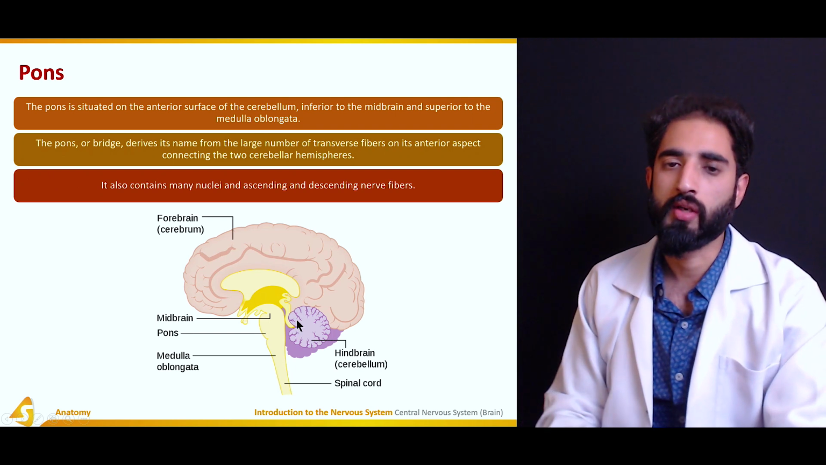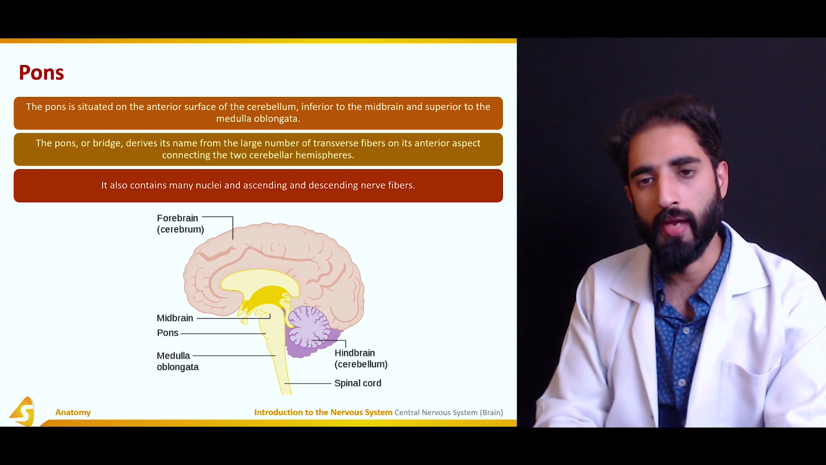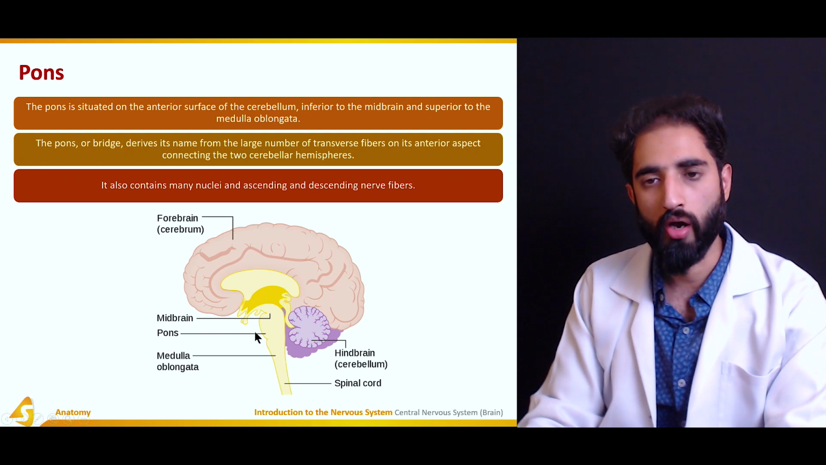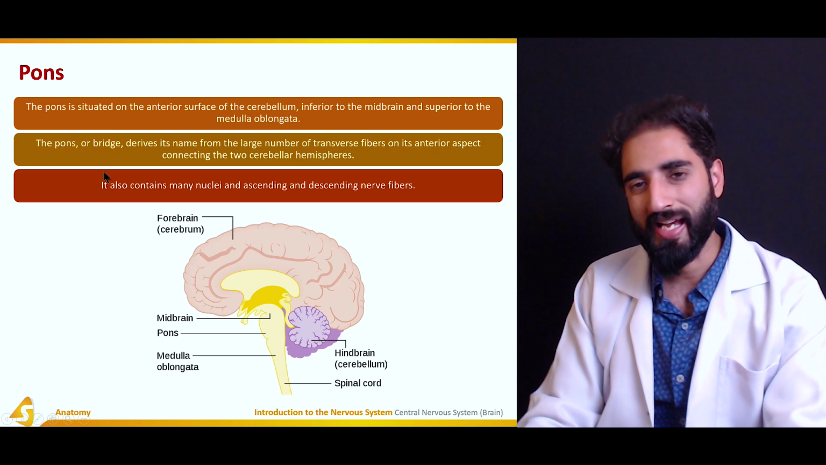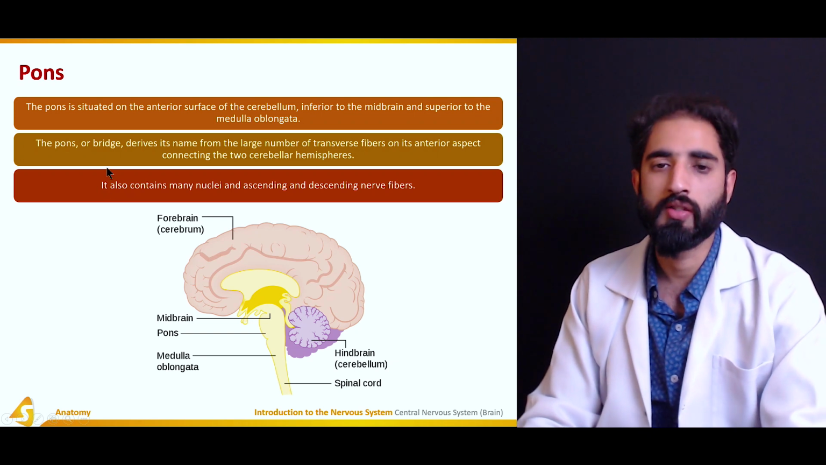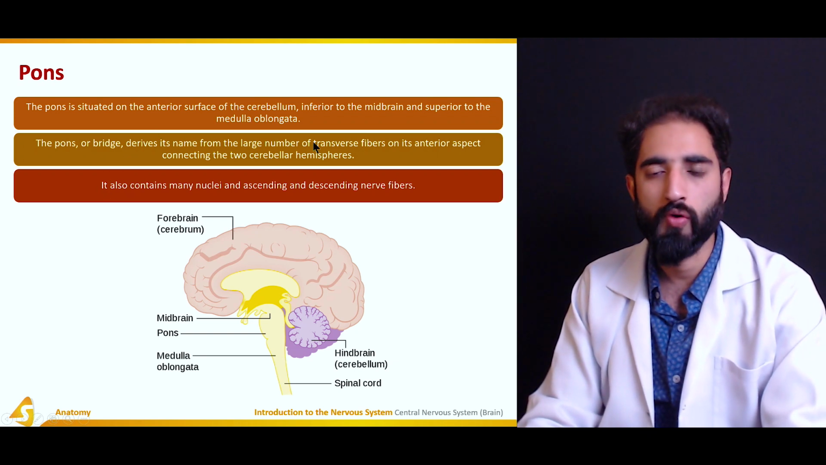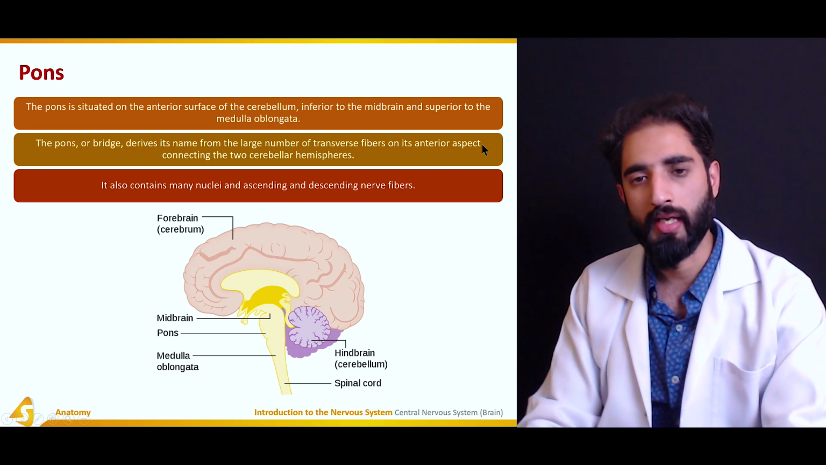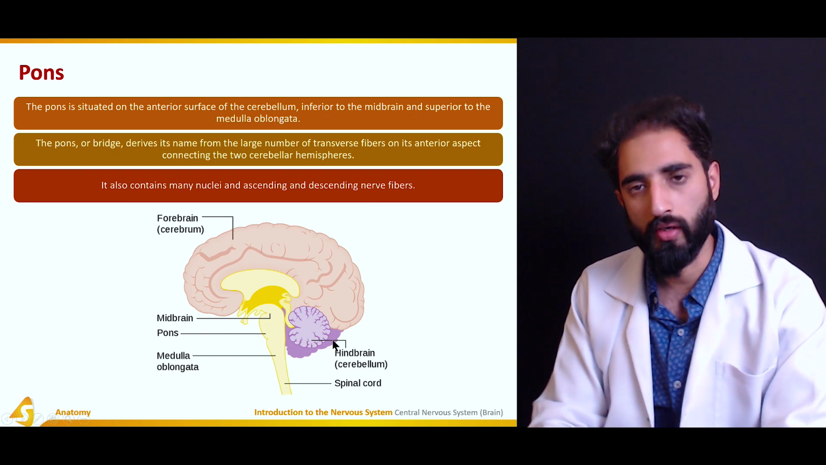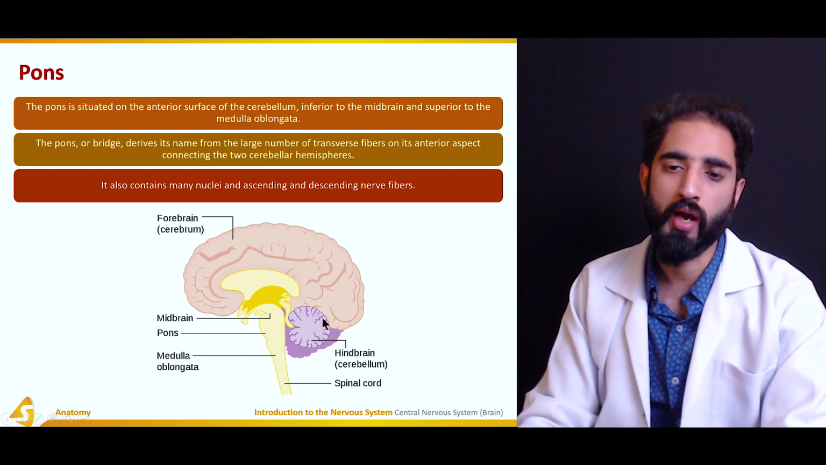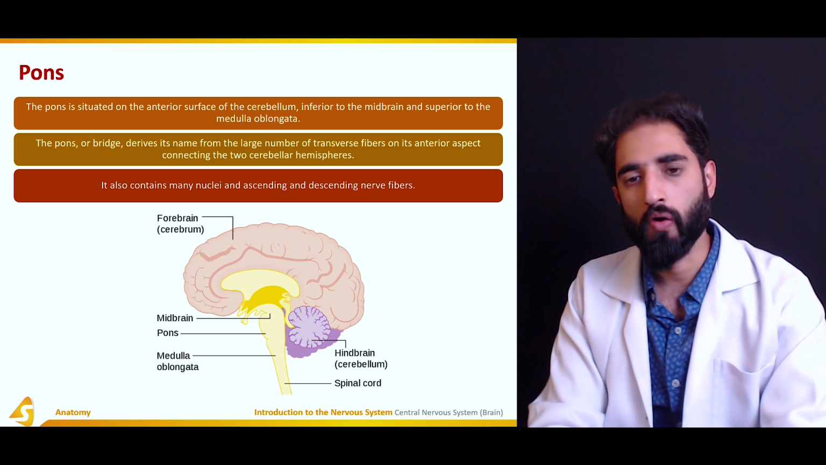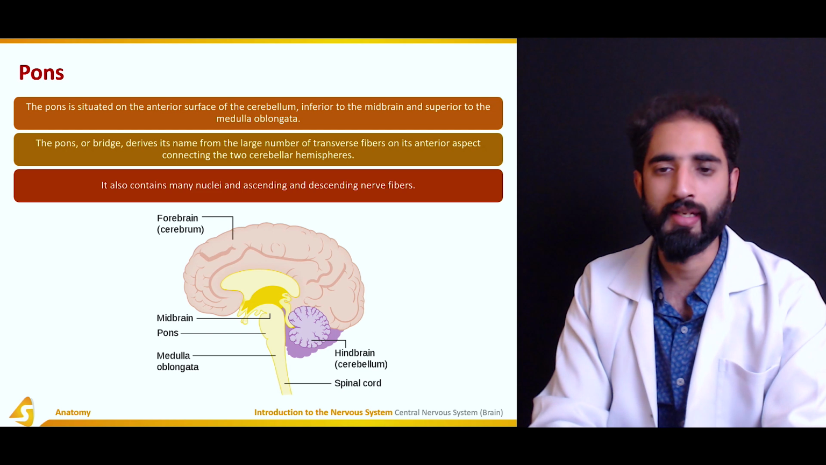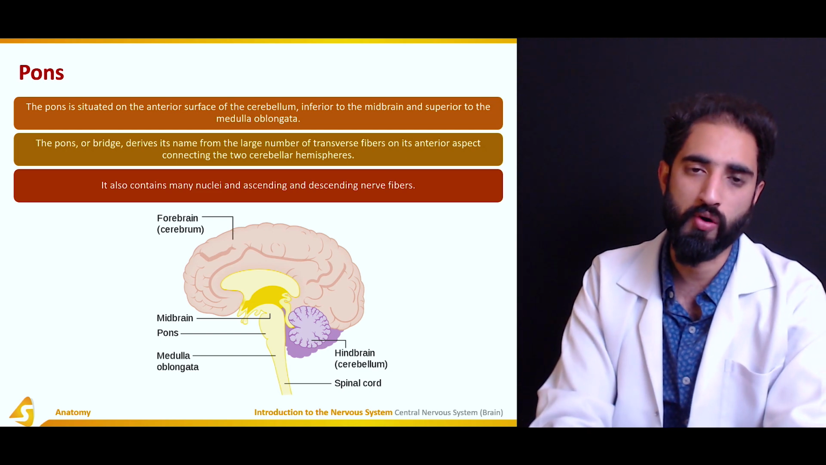Pons, on the other hand, is situated on the anterior surface of the cerebellum and superior to the medulla oblongata and inferior to the midbrain. The pons actually acts as a bridge, and it derives its name from the large number of transverse fibers on its anterior aspect connecting the two cerebellar hemispheres, which is also a part of the hindbrain located posterior to the pons. It also contains many nuclei, and ascending and descending nerve fibers pass through the pons as well.